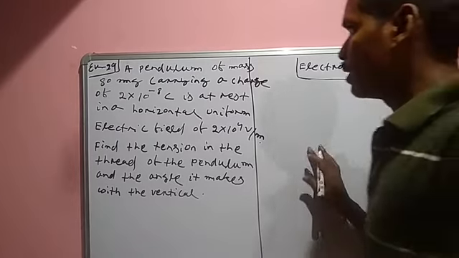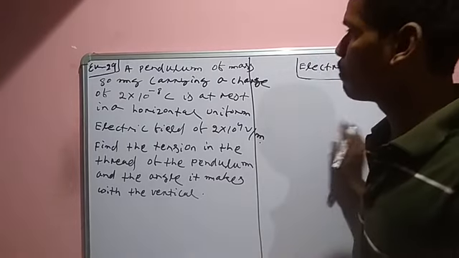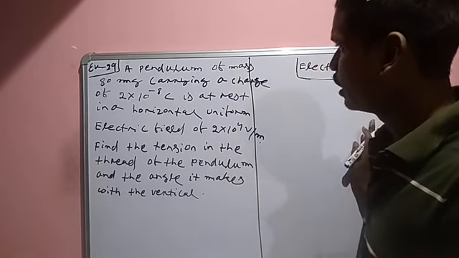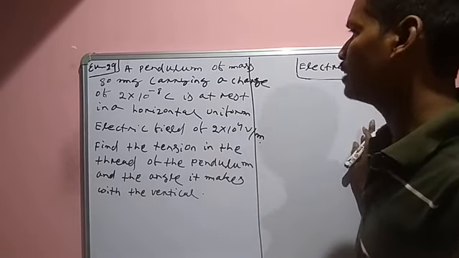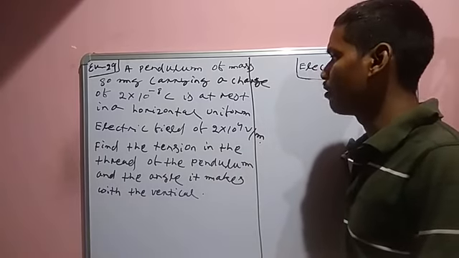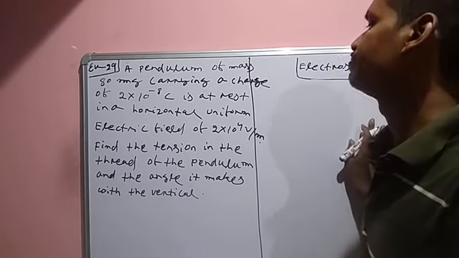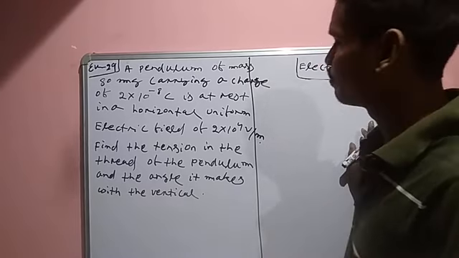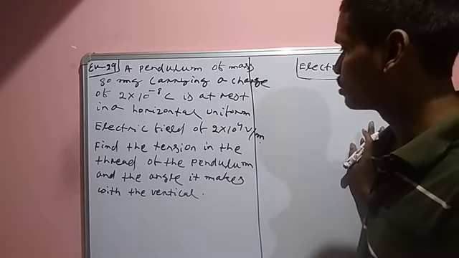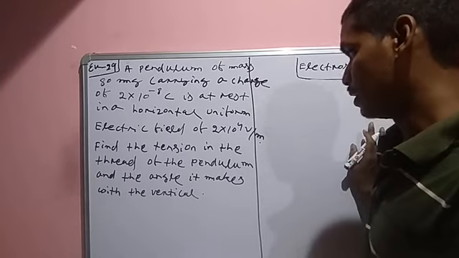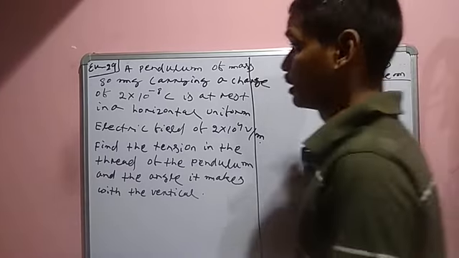Here another question is a doubt question. A pendulum of mass 80 mg carrying a charge of 2 into 10 to the minus 8 coulomb is at rest in a horizontal uniform electric field of 2 into 10 to the 4 volt per meter. Find the tension in the thread of the pendulum and the angle it makes with the vertical.